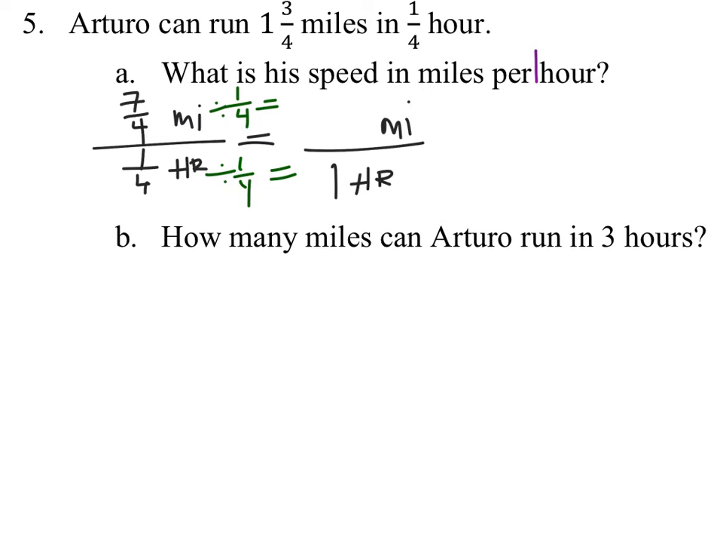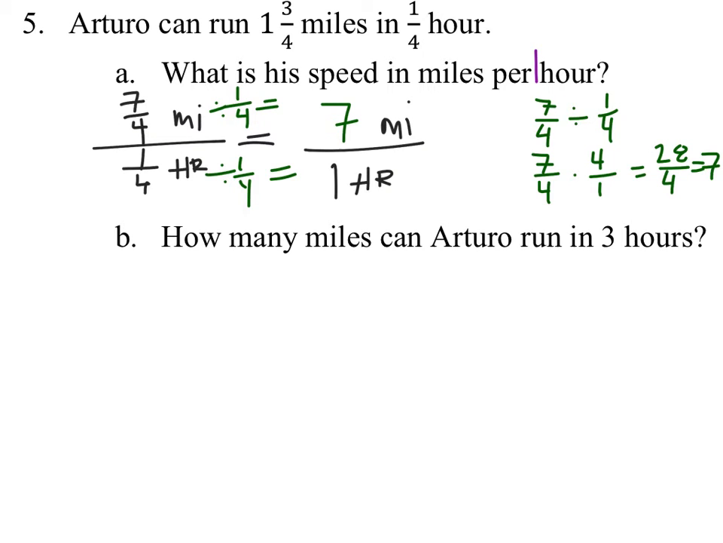So let's show the work over here. I got 7/4 divided by 1/4. But we never usually divide fractions, we only multiply them. So this is really 7/4 times 4 over 1, which is 28/4, which is 7. So it appears that Arturo can run at a blazing 7 miles every 1 hour.